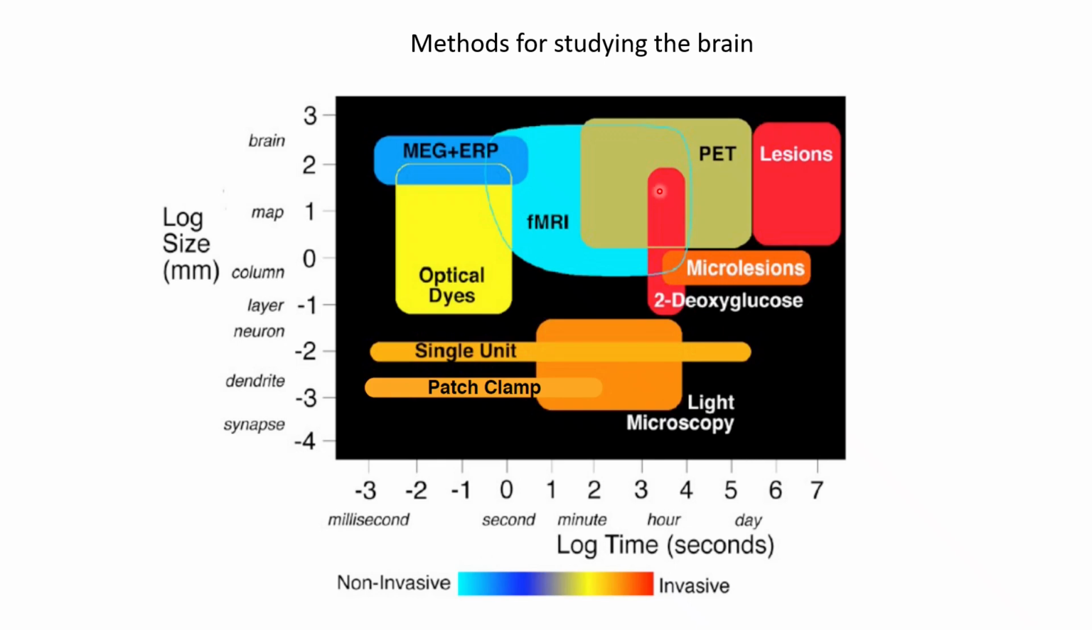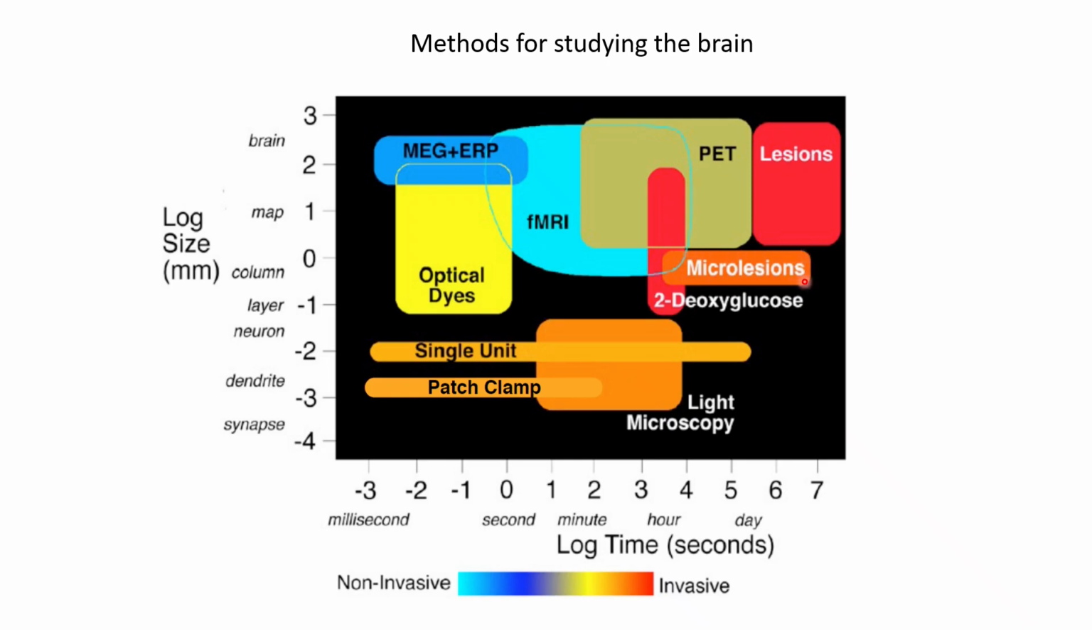Another technique here is micro lesions. This is also an invasive technique. This is similar to lesions. So these micro lesions can occur naturally. There are also some approaches now by which some small lesions can be created temporarily in the brain. For example, with this approach called transcranial magnetic stimulation. So you apply some strong magnetic pulses to a small part of the brain repetitively, and then for a short time that part of the brain becomes inactive.